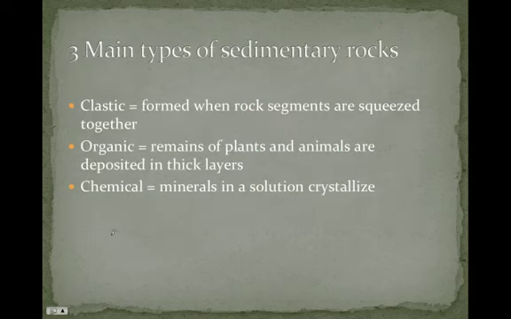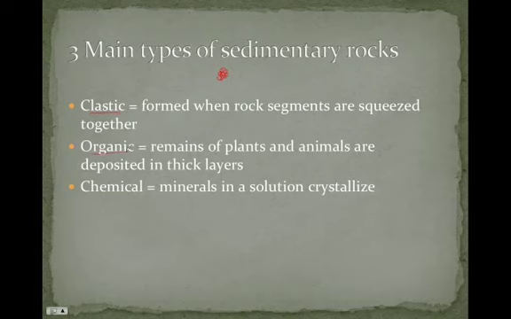Now, there are 3 main types of sedimentary rocks. Clastic, which is formed when rock segments are squeezed together. So this one's going to look like a lot of little tiny rock segments pushed together. A good example would be like sandstone, siltstone.